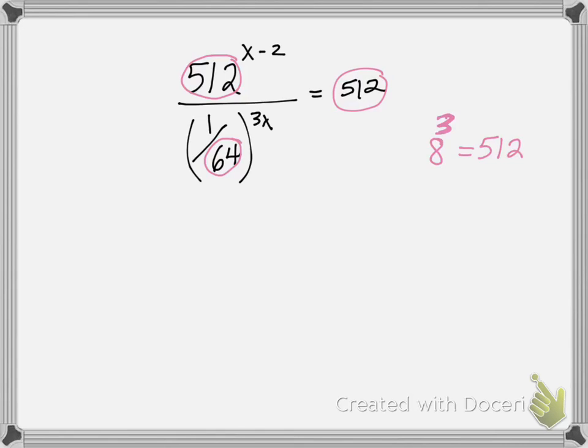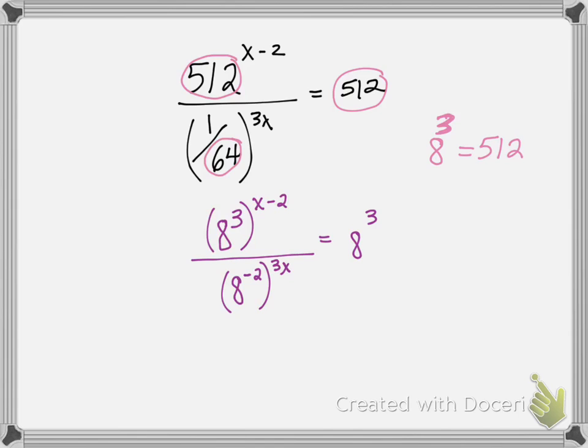So for the numerator, 512 is 8 to the third power, and that's still raised to the x minus 2. For the denominator, how do I use base 8 to get 64? Well, 8 squared is 64, right? But in order to get it in the denominator position, all you do is add a negative. So that means my denominator is 8 to the negative second power, and that's raised to the 3x. And the right-hand side, 8 to the third is 512.